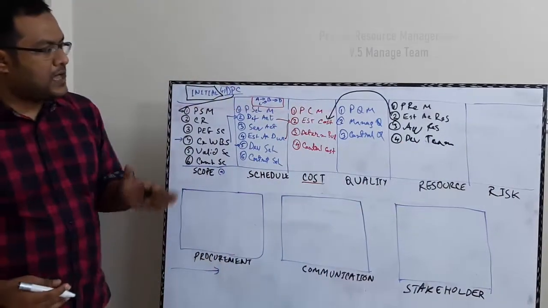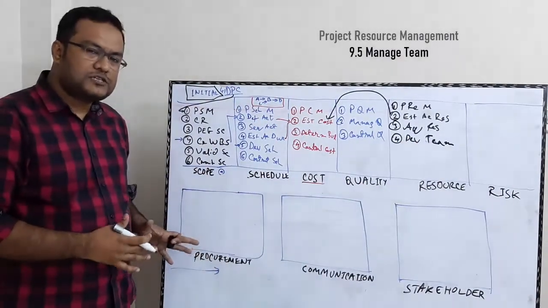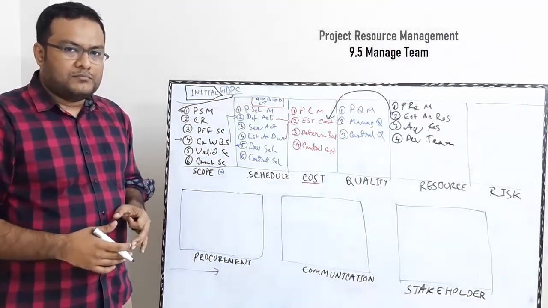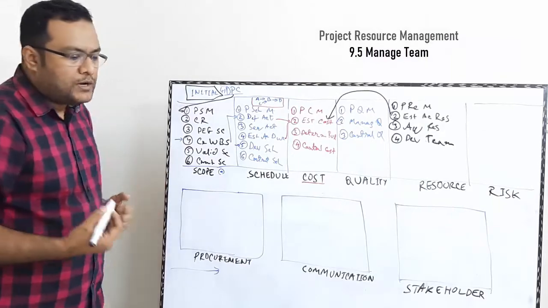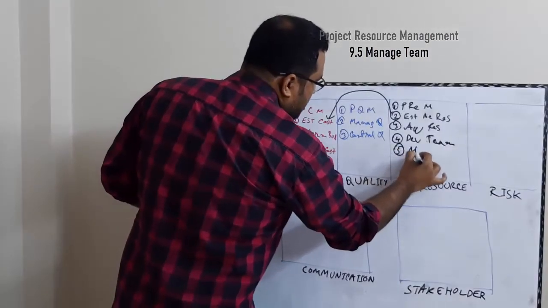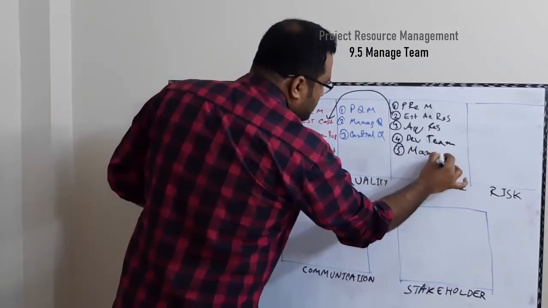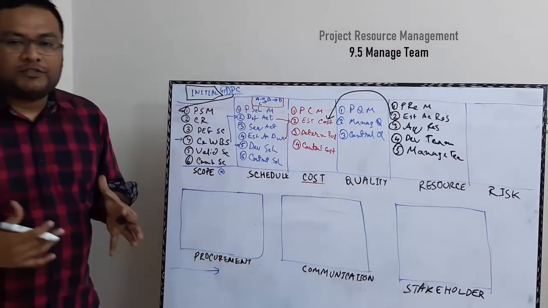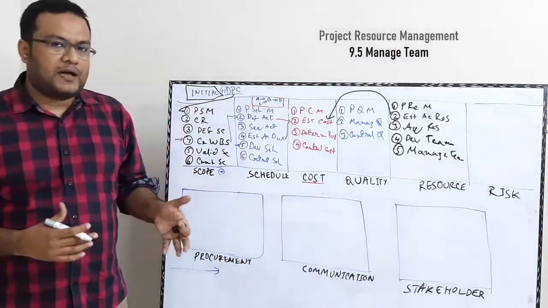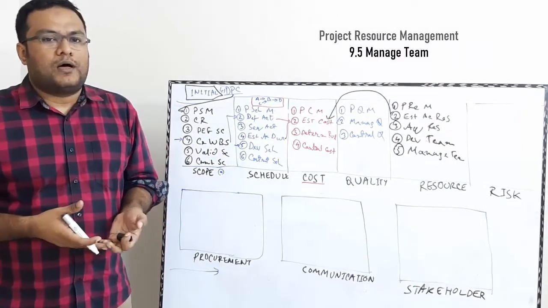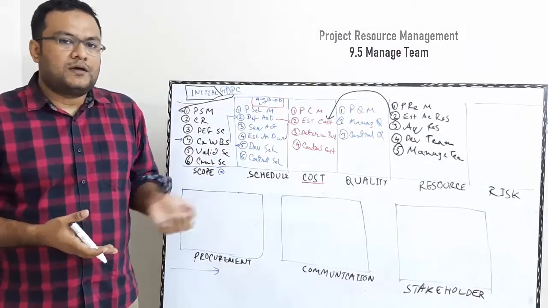Now, assuming that you have acquired resources as per the plan and you have developed a team as you have planned, now what do you want? You want the work to be done perfectly, right? So for that, you need to manage the team. You evaluate the performance of the team members, give them feedback, continually motivate them, and try to get the best out of them.